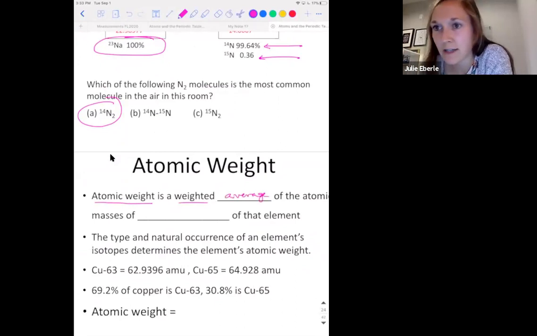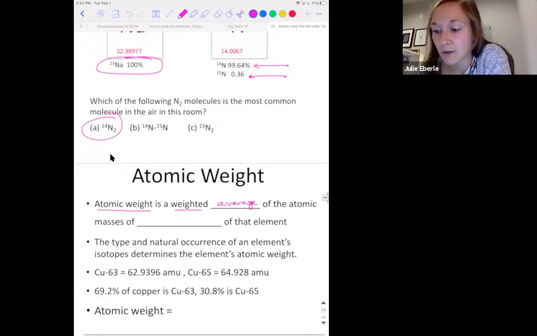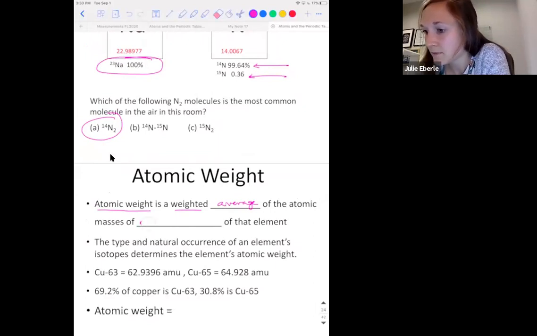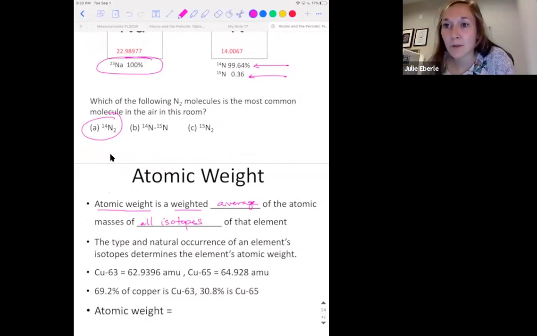You guys know how to take an average. If you add up multiple numbers and then you divide by however many you added together, that's an average. So we do that, but with isotopes. So it's a weighted average of the atomic masses of all isotopes of that element. So if there's 3 different isotopes, we find the percent natural abundance of each isotope.